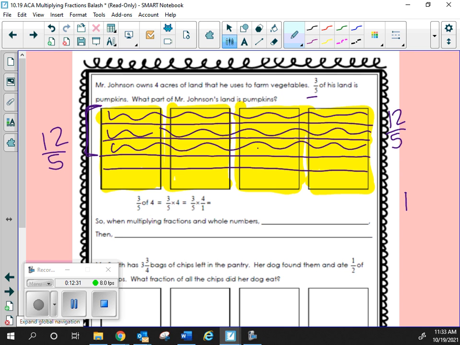Okay, remember yesterday we can do 12 divided by 5, and I can take 5 out how many times? 2 times, because that's going to take 10 away, and I'm left with 2. So that's the same thing as 2 and 2 5ths. 2 and 2 5ths. That's going to be my answer.